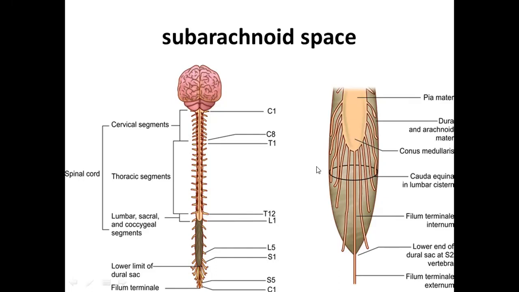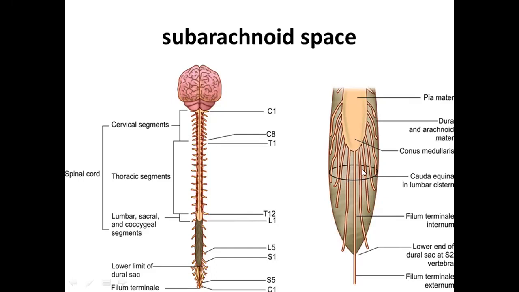So as a result of this, we will find a space here. This is the subarachnoid space between the pia covering the cord, which ends by the filum terminale here, like this is the filum terminale, and the dura and the arachnoid mater, which end at the second sacral vertebra or second sacral piece. This space is called the subarachnoid space.